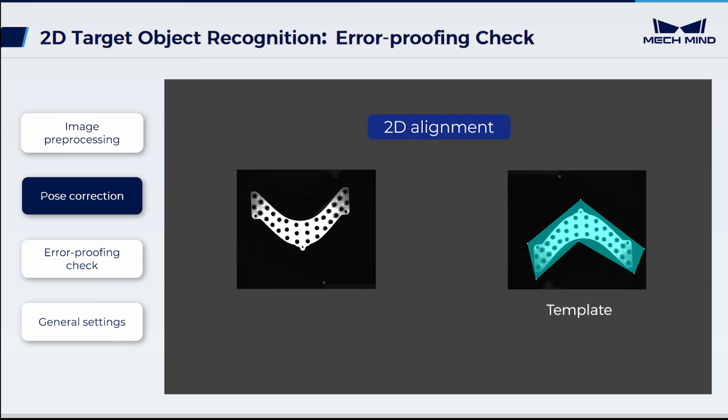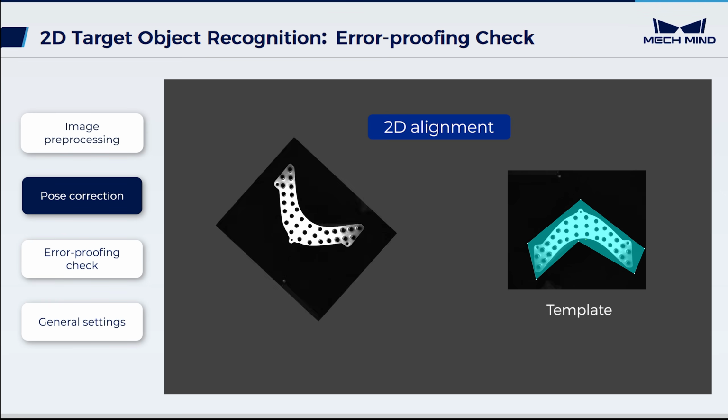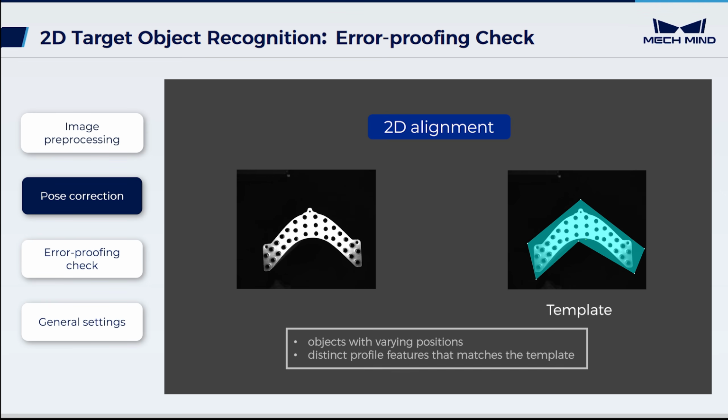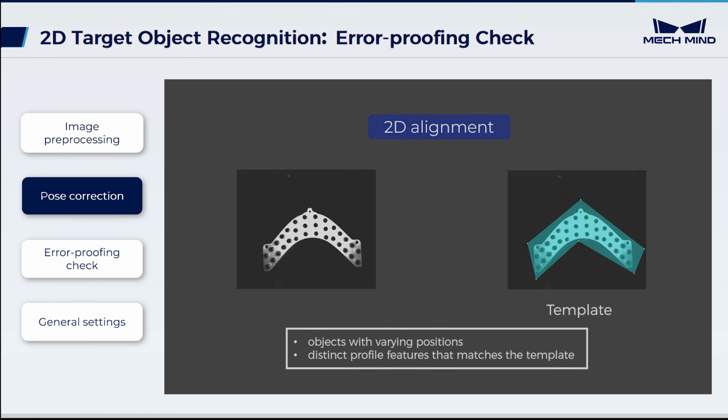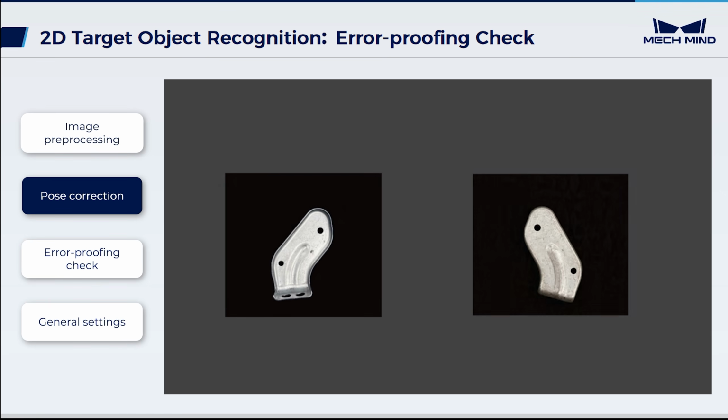The 2D alignment method aligns the input image to the template via translation and rotation. It's suitable for objects with varying positions and distinct profile features, where the object profile matches the template. If the object doesn't match the template, use 2D blob alignment.